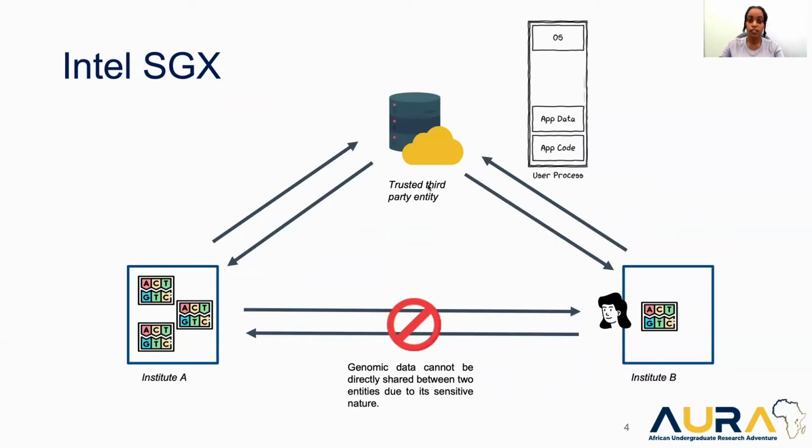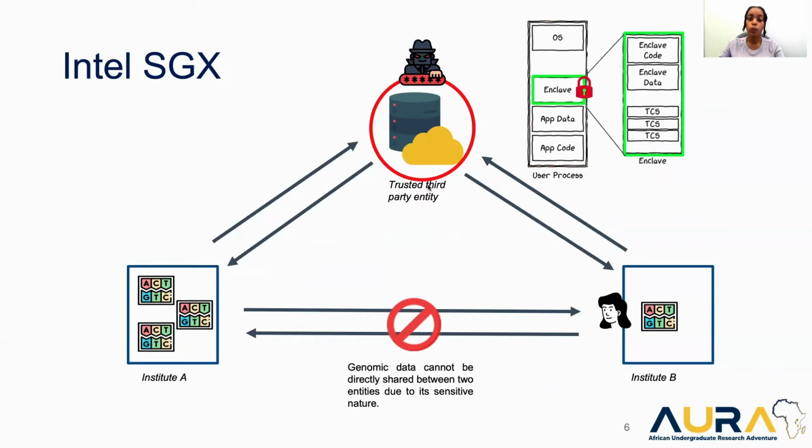Because with the traditional architecture of how our machines and computers are built, the operating system has the capability to view and access the application data that's loaded onto the memory by the application, meaning an attacker that's able to launch a successful attack against the operating system or a privileged code will now be able to view and access the application data. In our case, this genomic data would fall in the hands of the attacker.